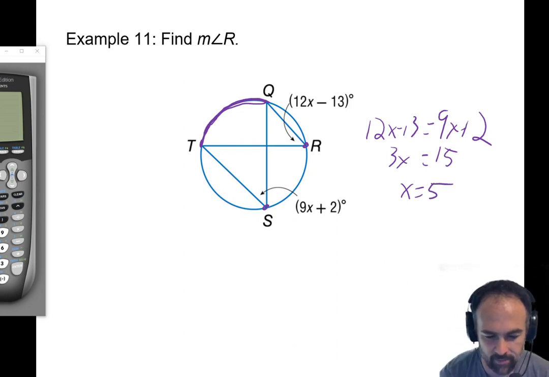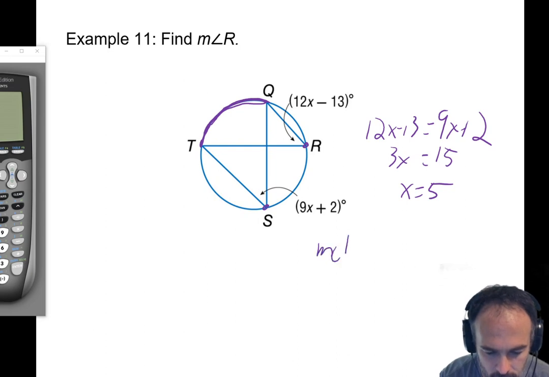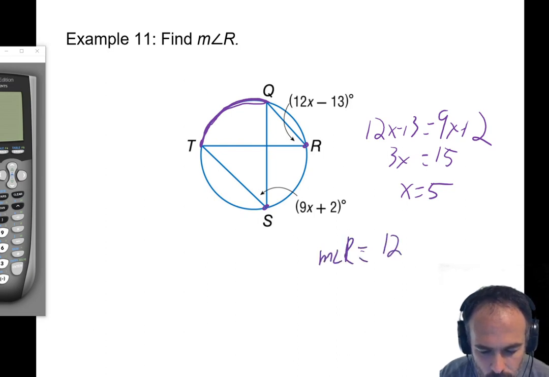If x equals 5, measure of angle R is equal to 12 times 5 minus 13, which is 60 minus 13, which is 47 degrees.